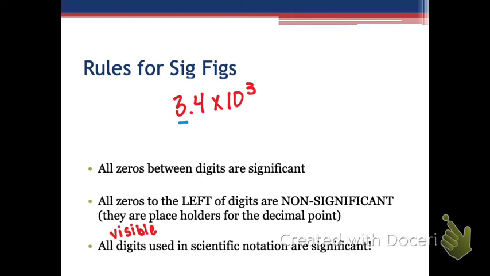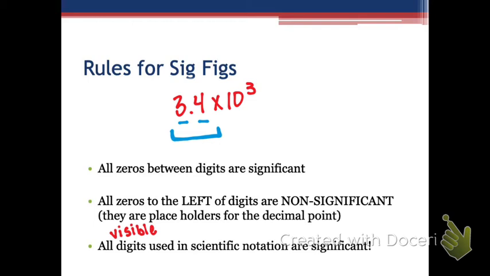4. No, 5. Just 2. I only care about this right here. I don't count any of that when I'm talking about significant figures. It's only the digits that are visible right here before the times 10. We don't include that times 10. Okay, it's just the digits that are visible. So it's just 2 significant figures there.